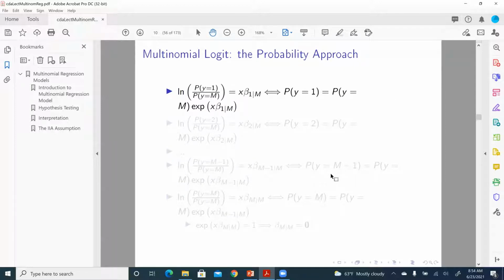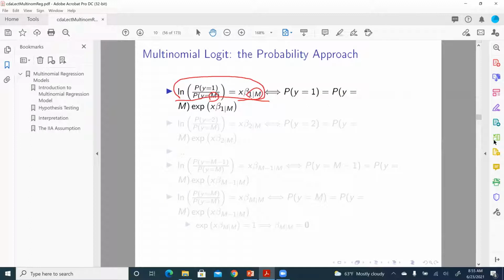Okay, so how do we set up the relationship between each individual probability and x beta? Here is how we're going to do it. We say the log of the odds of making choice 1, the first choice, as opposed to the last choice M, is equal to x beta 1 over M. Here, 1 over M denotes the odds comparison.